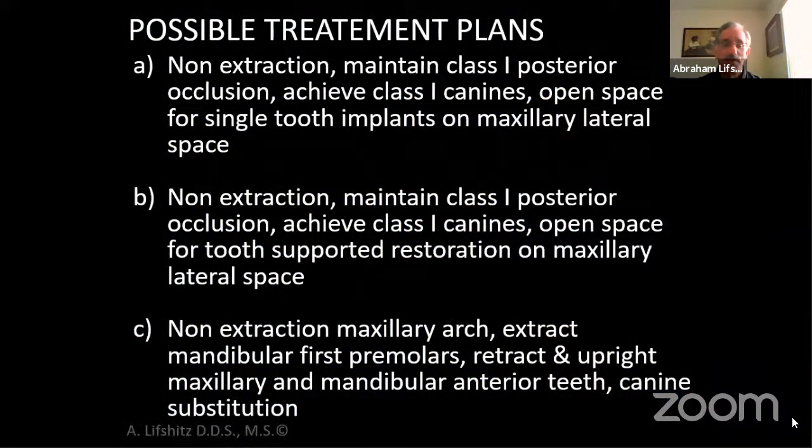So I have 3 options. The first one is non-extraction, maintain class 1 posterior occlusion, achieve class 1 canines, open space for a single tooth implant on the maxillary lateral space. The second option is maintain class 1 posterior occlusion, achieve class 1 canines, open space for a tooth supported restoration on the maxillary lateral space. Or non-extraction on the maxillary arch, extract mandibular first premolars, retract and upright maxillary and mandibular anterior teeth, and canine substitution.